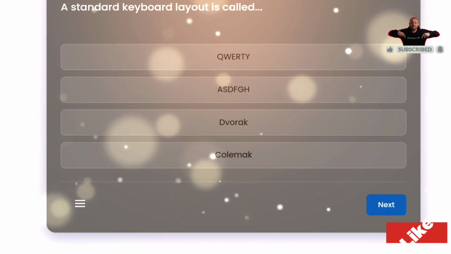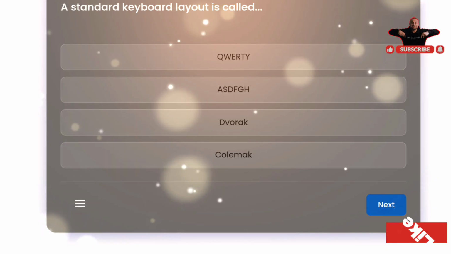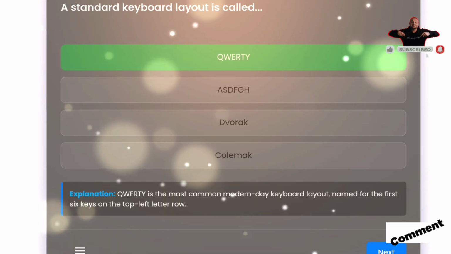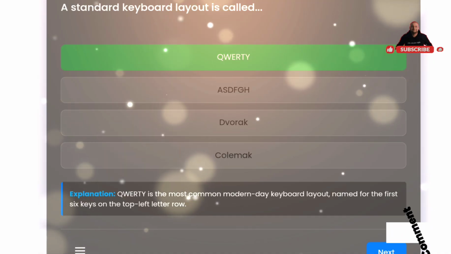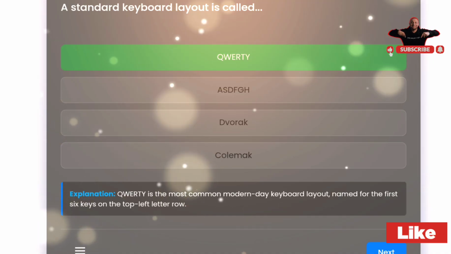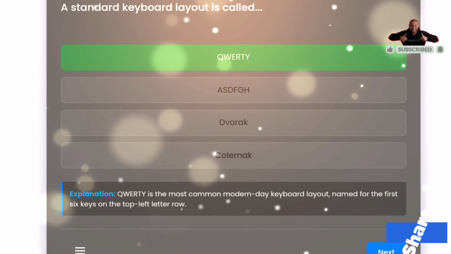Next question. The standard keyboard layout is called, first one, QWERTY. QWERTY is the most common modern day keyboard layout, named for the first six keys on the top left letter row.